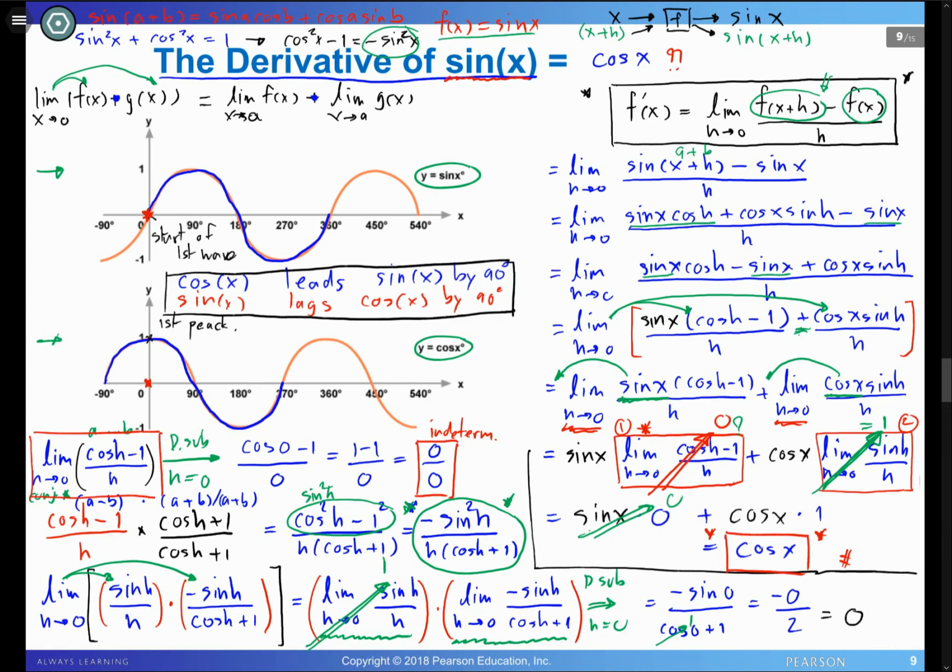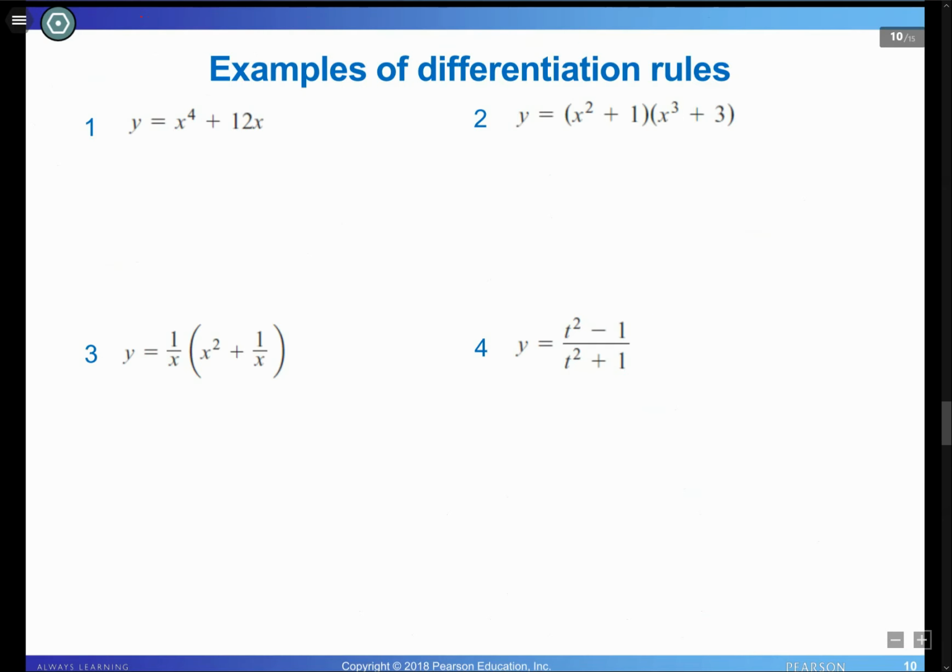Okay, now we have proved why the derivative of sine of x is equal to cosine of x, and once again it all comes down to the simple definition that we learned from the last lecture. Now let's move on to more examples in the next slide. For these examples, we are going to have to apply the basic differentiation rules. So this will be the key. Differentiation rules.